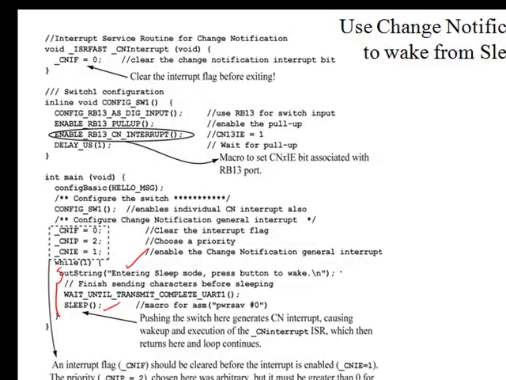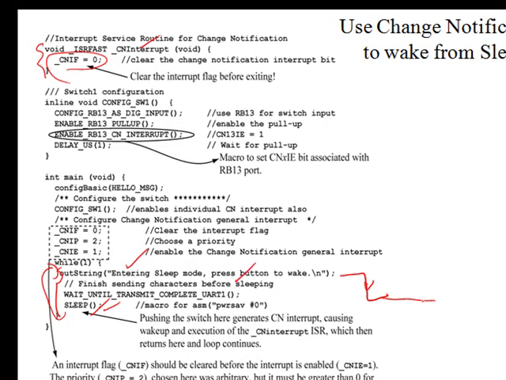When we push the button, we're going to generate a high to low transition on RB13. That's going to generate an interrupt, which wakes the PIC up. It's then going to execute this interrupt service routine, which will clear that flag. Then we'll pick up right here and go back and print this string out again.